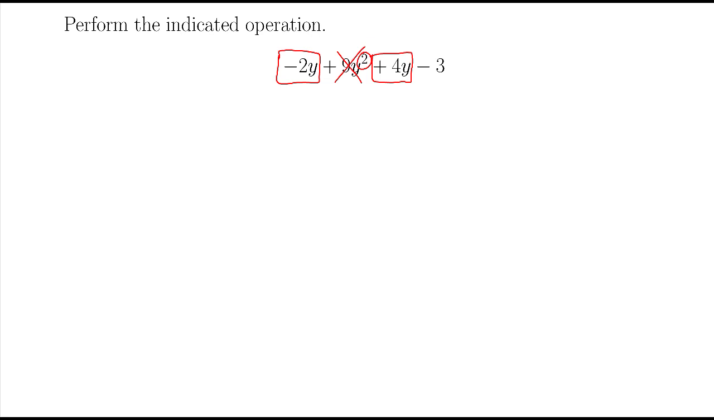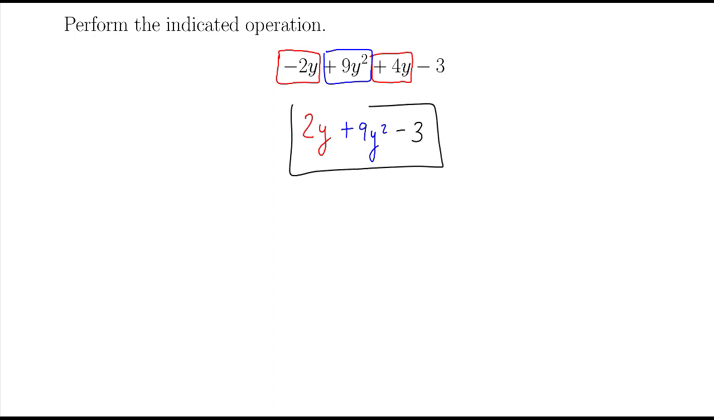Okay, so negative 2y plus 4y is 2y. Positive 9y squared does not pair up with anything, so I'll just bring that down as it is. The negative 3, the constant term, also will come down here because I have nothing to pair it up with.